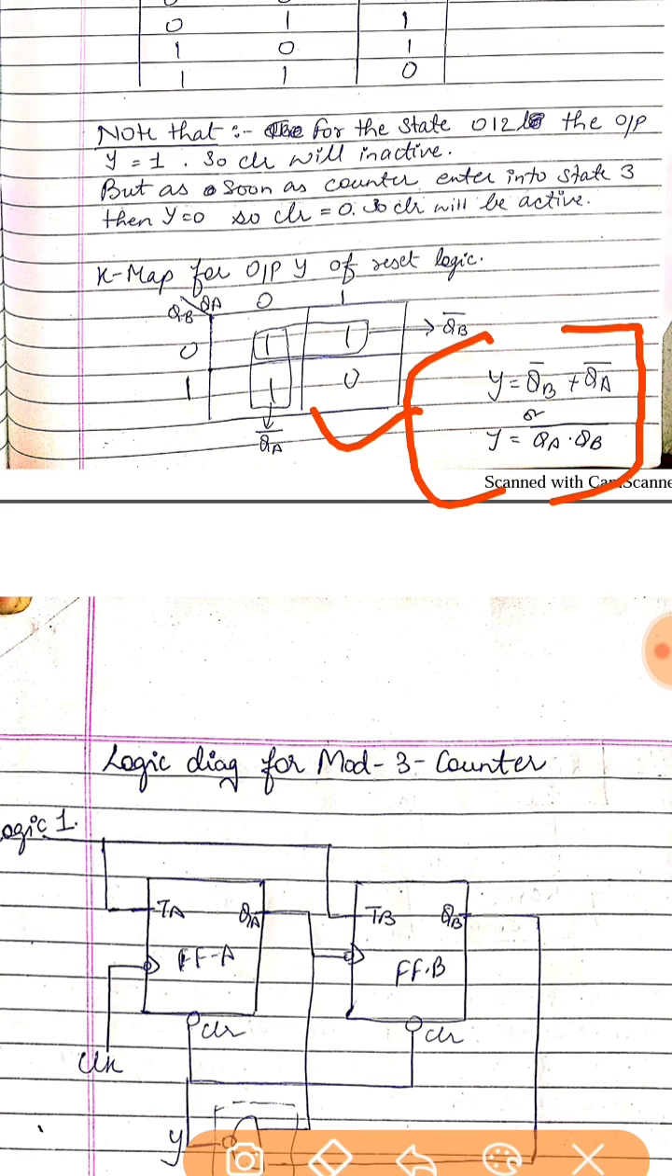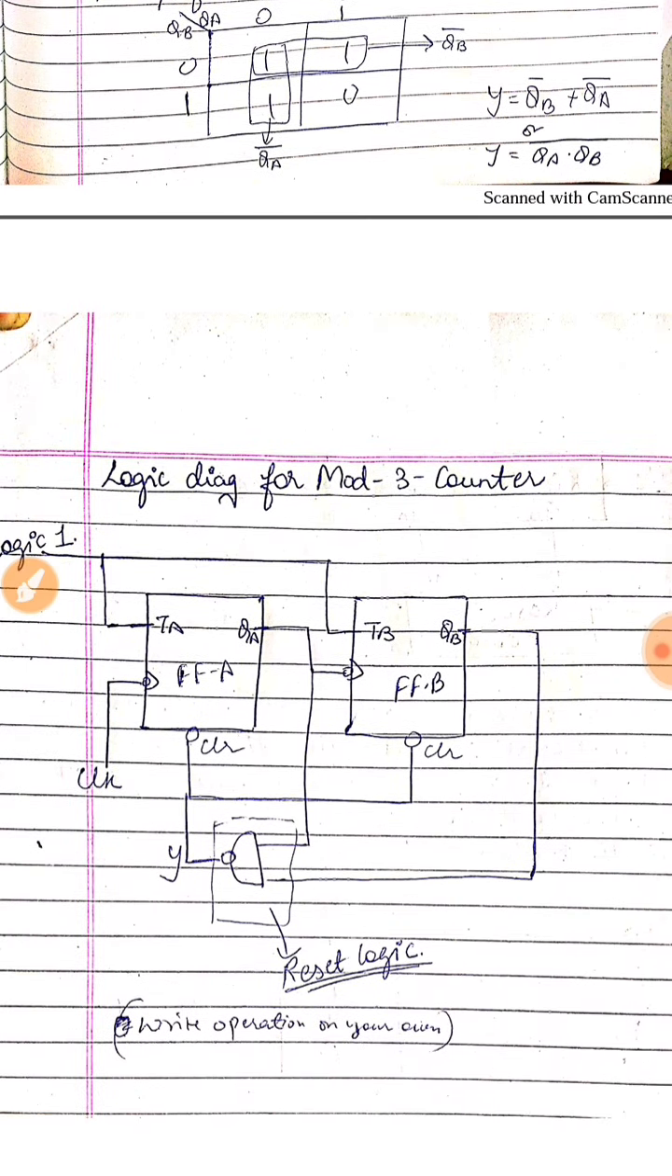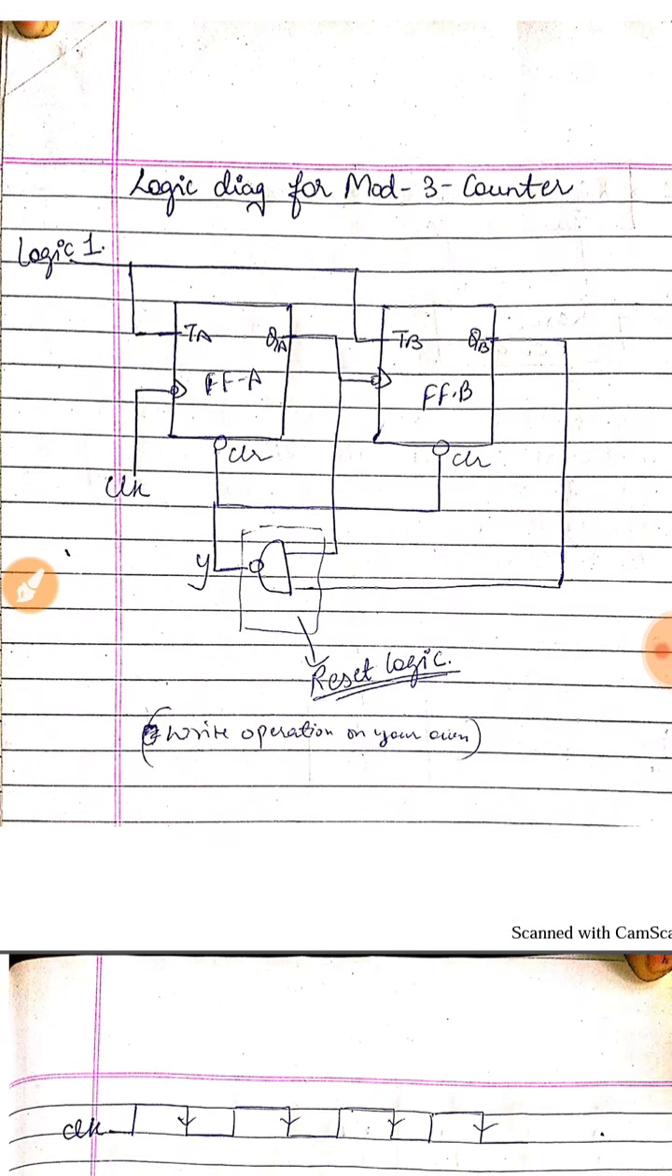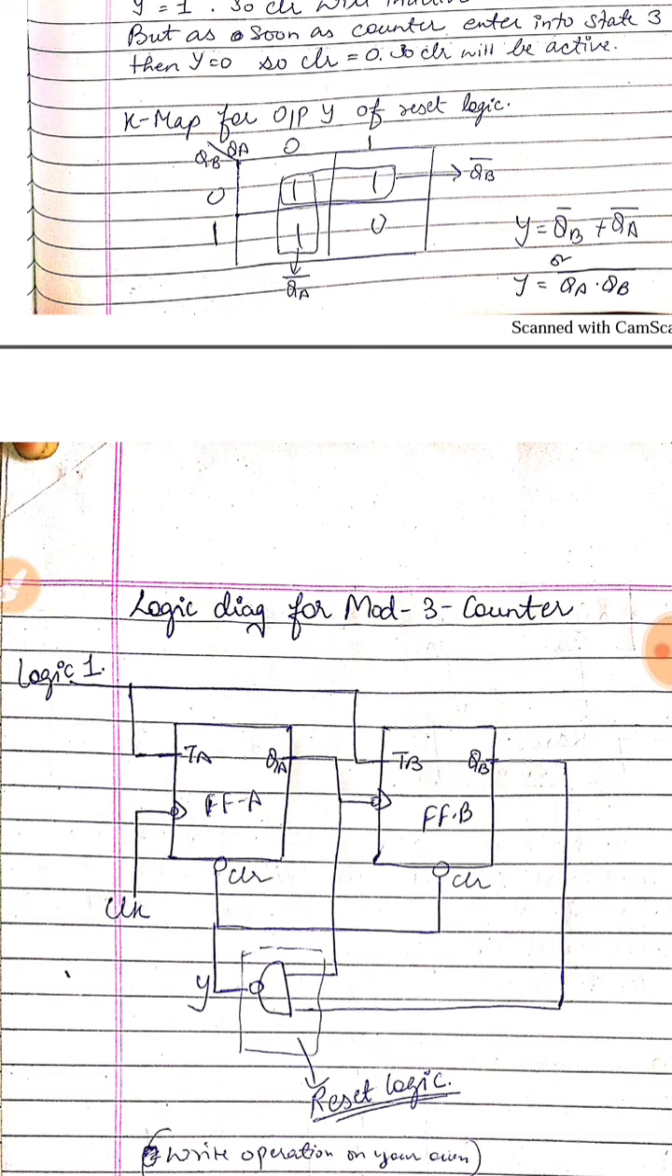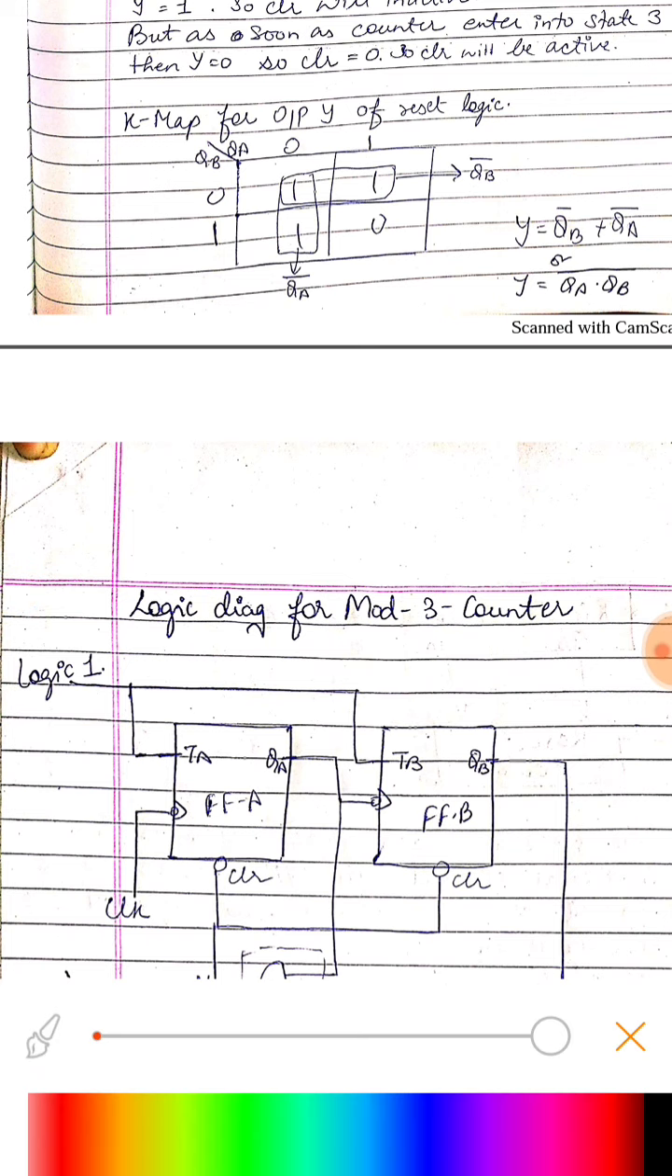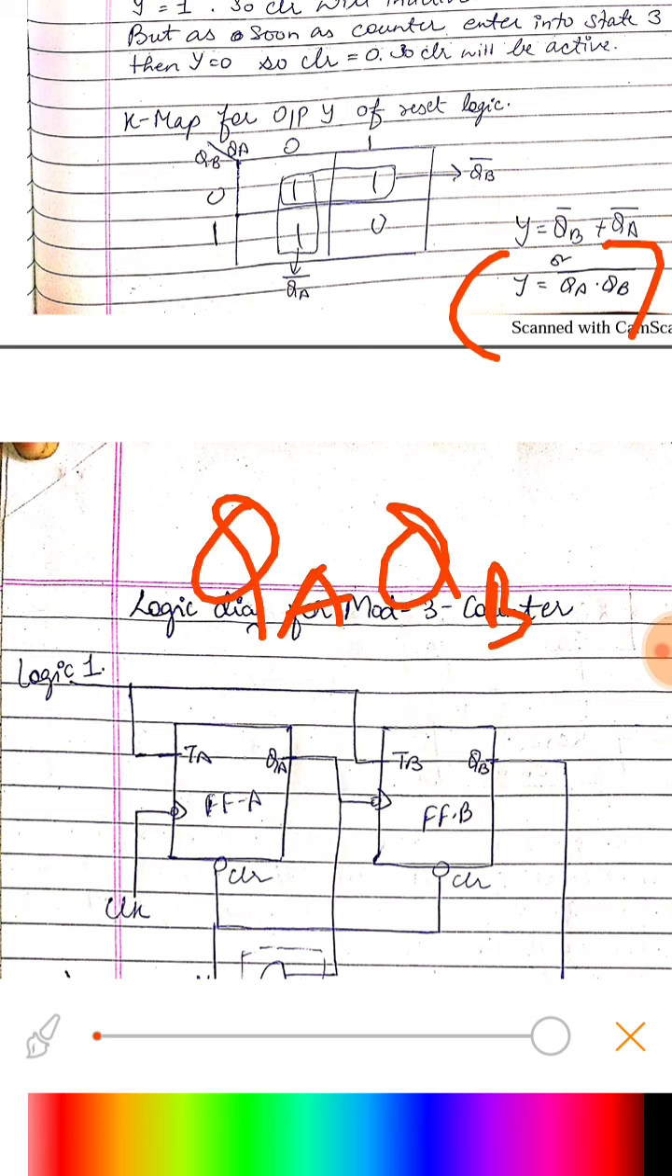So let's see how we can make our combinational circuit to reset. It would be nothing but a NAND gate. This is a logical expression for QA into QB, that is the dot product. It is an AND gate, and if I take the bar, it becomes a NAND gate.